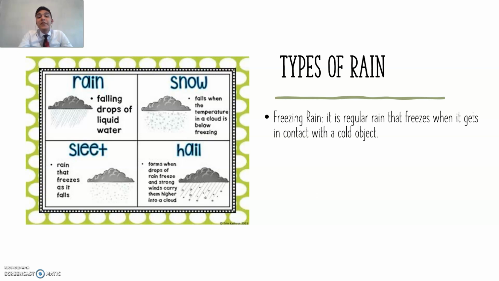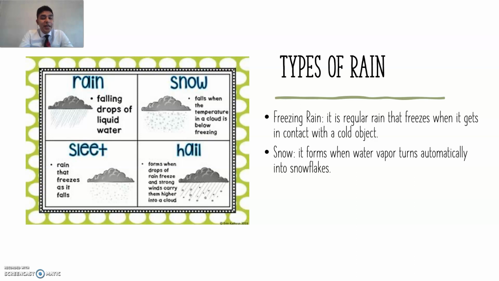So freezing rain is typical of very cold places. Like we can talk about some places in the United States in which the weather is very cold, that it is going to drop the temperature of several objects. So when rain falls down to the ground and it gets in contact with those objects, it is going to immediately freeze. That is why it is called freezing rain.